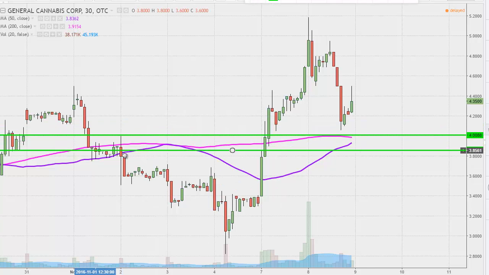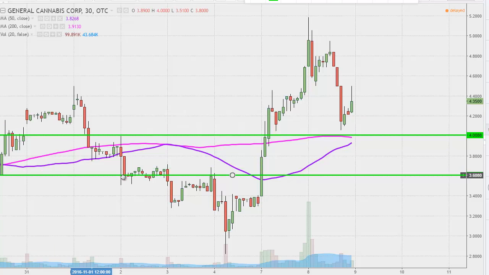Next level of support after that, I'm going to call down here, and that's at $3.60. So $4, $3.60, very important. Or, I should say $3.60 is very important, because when you stop and think about it, the last thing you want to see the price do is go back to where it was. I'm assuming I'm kind of stating the obvious.